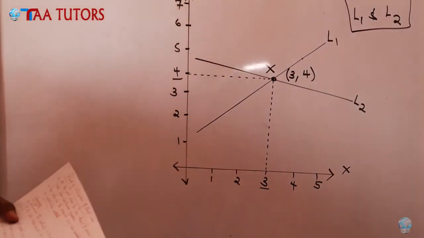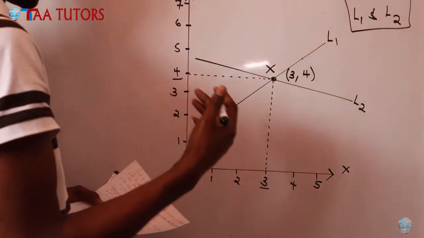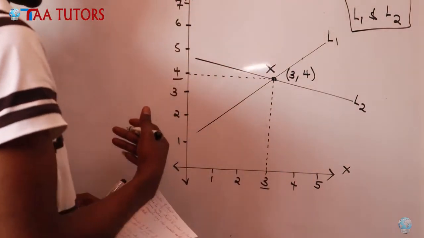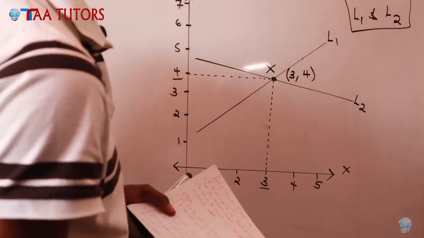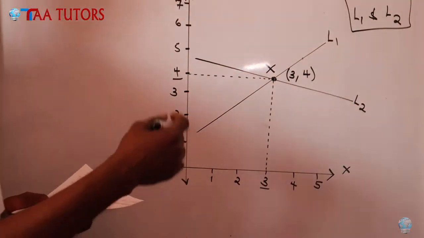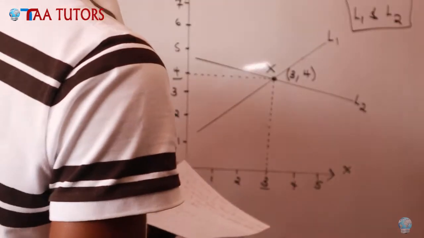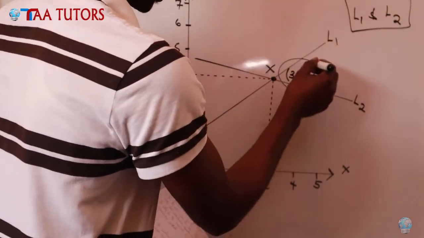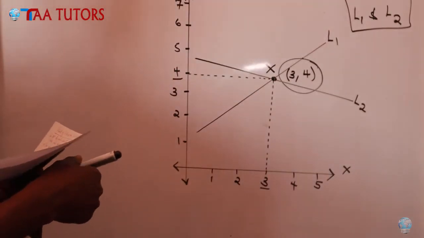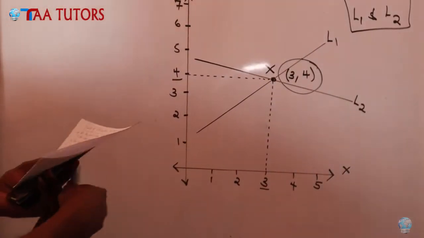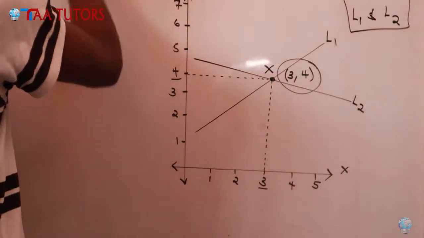Sometimes students solve the problem, they get x equals 3 or y equals 4, and then they leave them like that. Remember, once you leave them like that, you will not score the mark, because the question is asking you to give the coordinate, and you must really know how to write the coordinate of a given point.